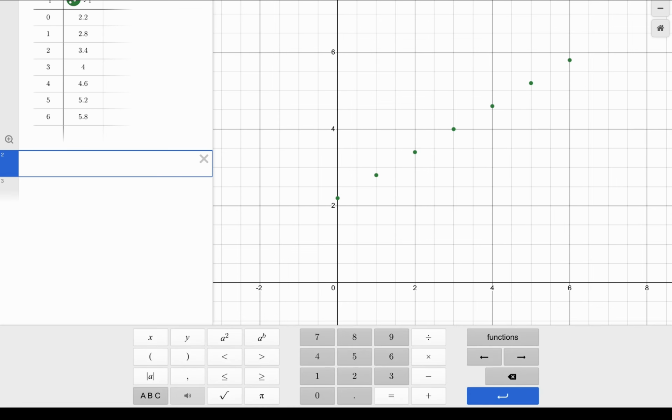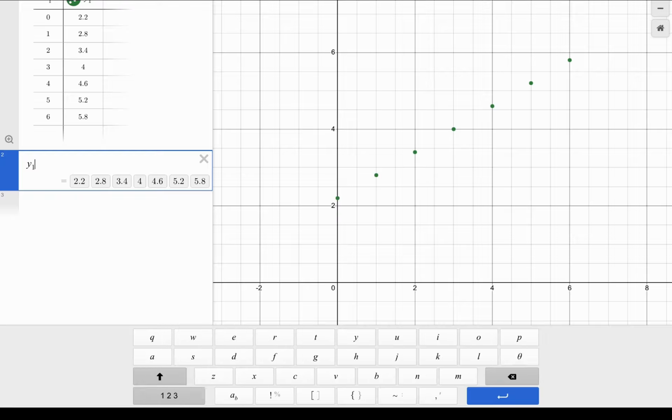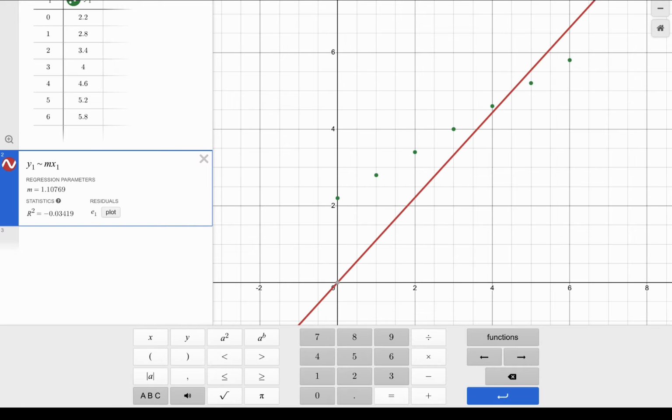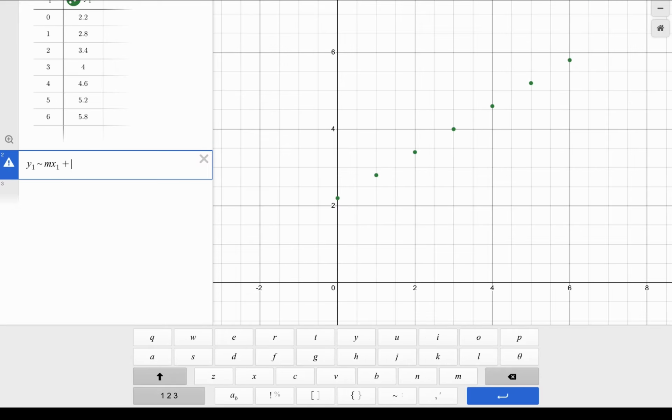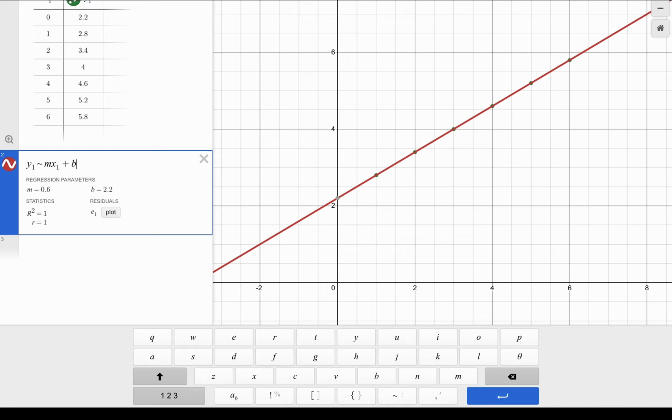So we're going to form a linear regression equation. So we have y1 tilde mx1 plus b. Now looking at this, you can clearly see that the linear regression equation captures the majority of the points. Keep in mind that regression equations are not fully accurate.